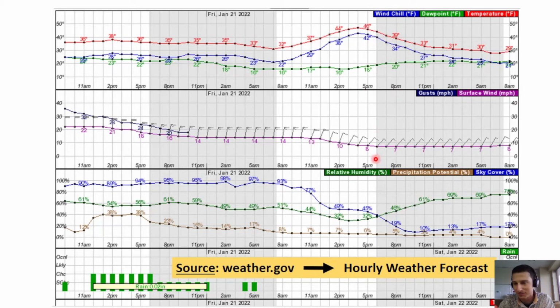But again, this is probably a situation where I would go in Friday night, Friday evening around this time, check the forecast again and see, well, did the predicted wind speed change? Did the predicted sky cover change? And so that's going to help us determine what kind of freeze we're going to expect, and again, how we can best protect our plants. So back to the video.